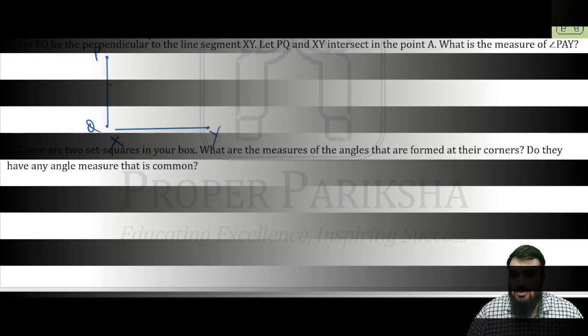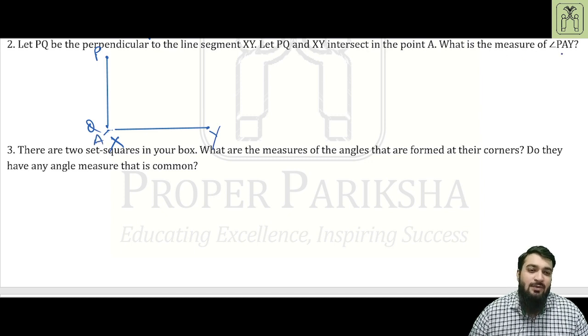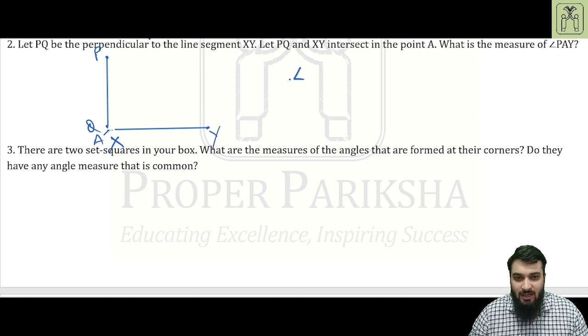So coming back to question 2, we have drawn two lines neatly and properly. Let PQ be a line segment, perpendicular to the line segment XY. Let PQ and XY intersect at a point A. So this means that this will be extended and this will be extended at a point. Let us say this is A. What is the measure of angle PAY? So the angle measure of PAY is asked of us.